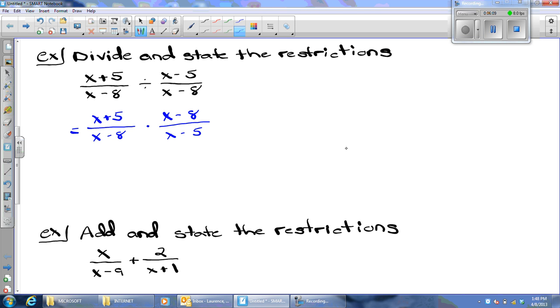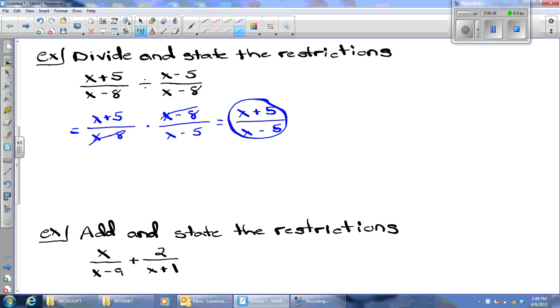Now immediately I can see that we have an x minus 8 in the numerator and an x minus 8 in the denominator. Just like in the first example, I'm not going to go through the entire process again, but that's going to equal 1. So this is canceled, and that is canceled. We are left with x plus 5 over x minus 5. Now we cannot simplify anymore, so this is our final answer.